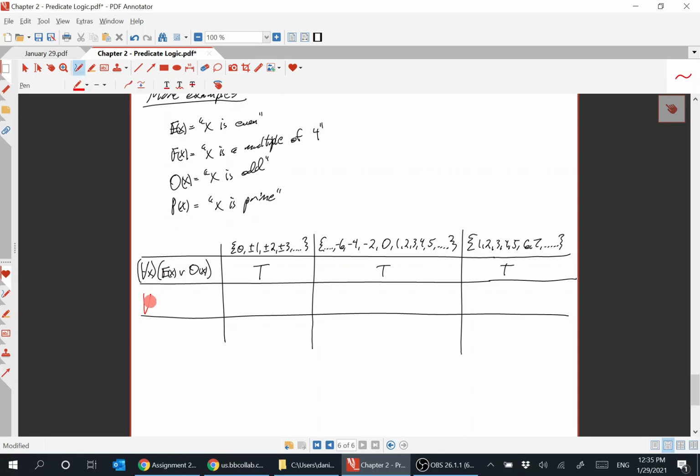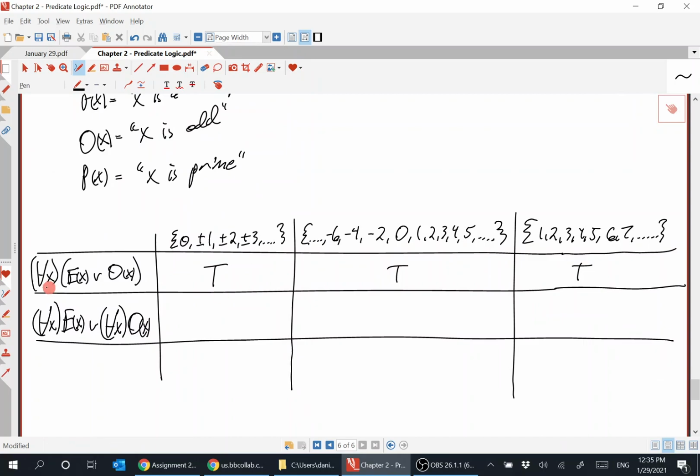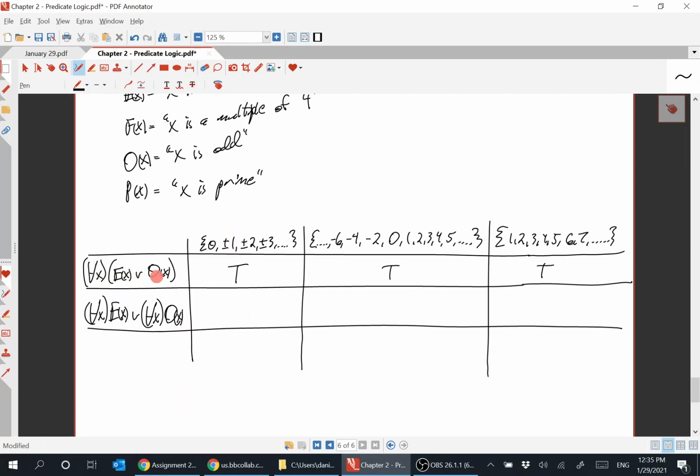If I was to write for every x, Ex, or for every x, Ox. Now, read what this says. This says for every x in the domain, x is even or x is odd. This says for every x in the domain, x is even, or for every x in the domain, x is odd.